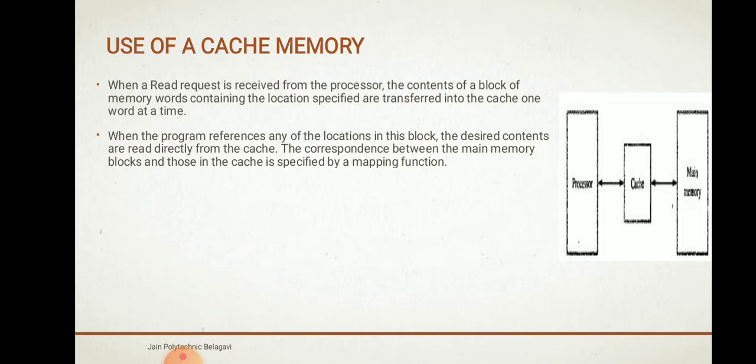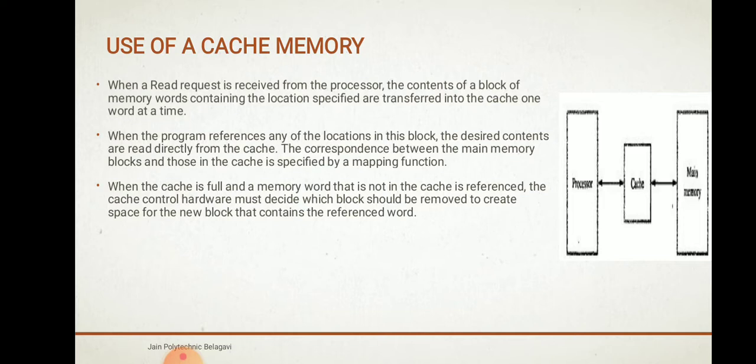So how the main memory loads the data into the cache is done using a mapping function. That is, a mapping function is used to find whether the block that was present in the main memory is loaded into the cache memory. So how to find it? It will be done using a mapping function.